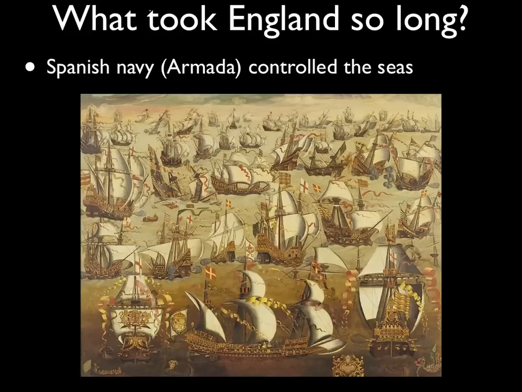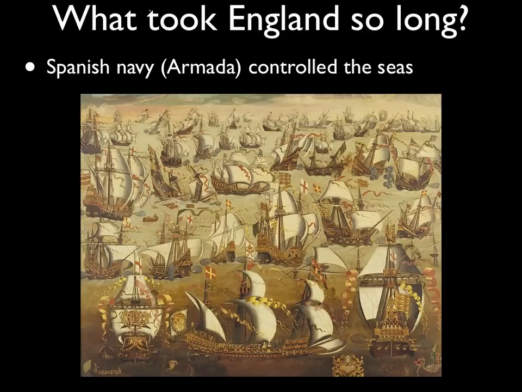Now, the major obstacle standing in England and Elizabeth's way of global power was Spain, which, as we know, was extracting massive wealth out of the Native American civilizations of the New World. And Spain was using that wealth to build up a huge navy known as the Spanish Armada. And the Spanish Armada dominated the seas during the 1500s.